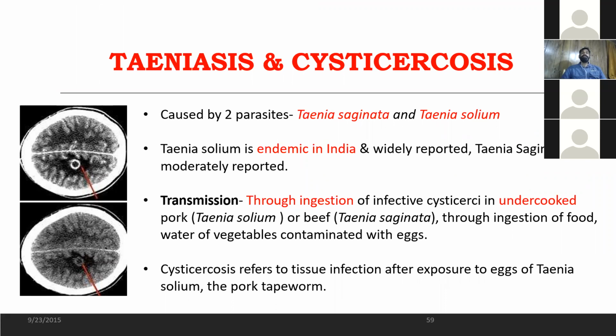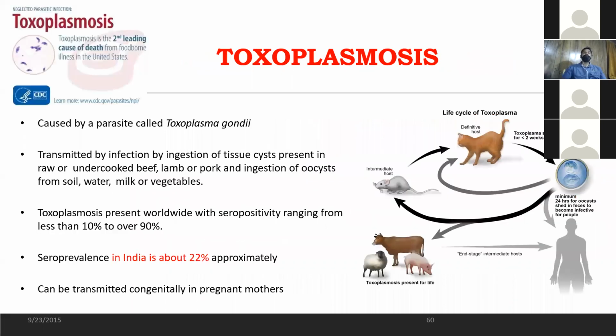Cysticercosis is caused by two parasites, Taenia saginata and Taenia solium. Taenia solium is endemic in India and widely reported. Taenia saginata is moderately reported. Transmission is through ingestion of the infective cysticerci in undercooked pork, Taenia solium, or beef, Taenia saginata, or through ingestion of food, water, or vegetables contaminated with eggs. Cysticercosis refers to tissue infection after exposure to eggs of Taenia solium, the pork type.